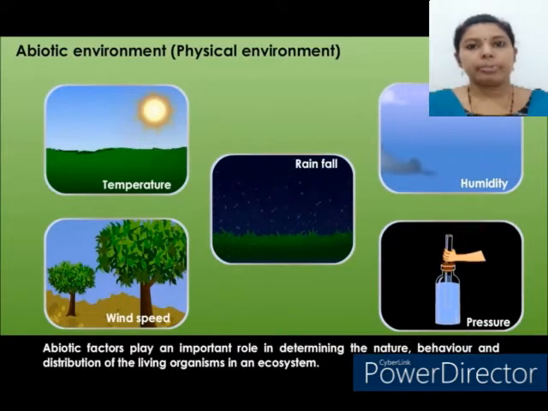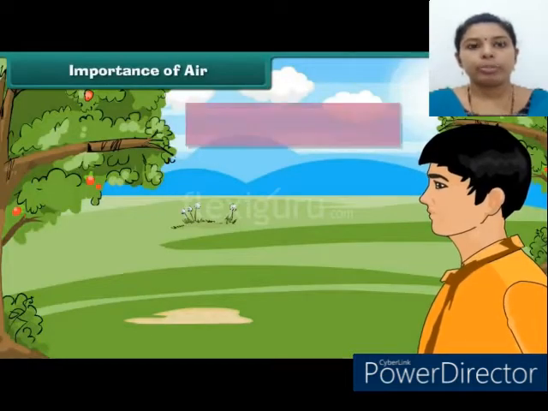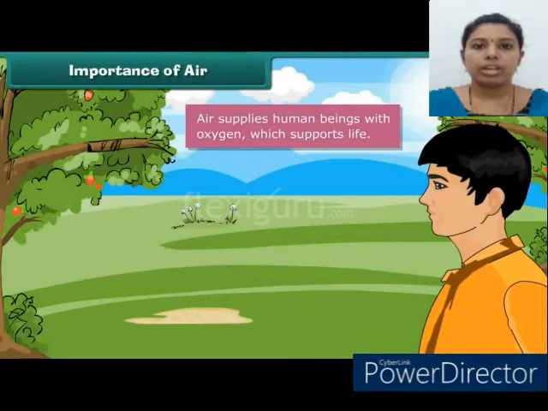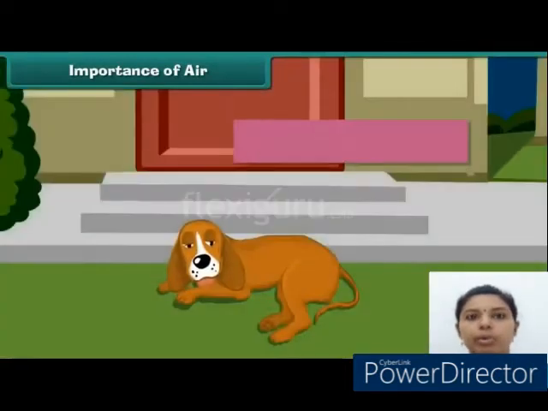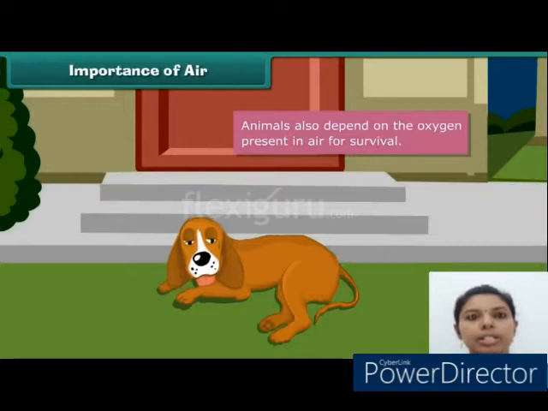Abiotic factors play an important role in determining the nature, behavior and distribution of the living organisms in an ecosystem. Air supplies human beings with oxygen which supports life. Plants take carbon dioxide from air to make their food. Animals also depend on the oxygen present in air for survival.